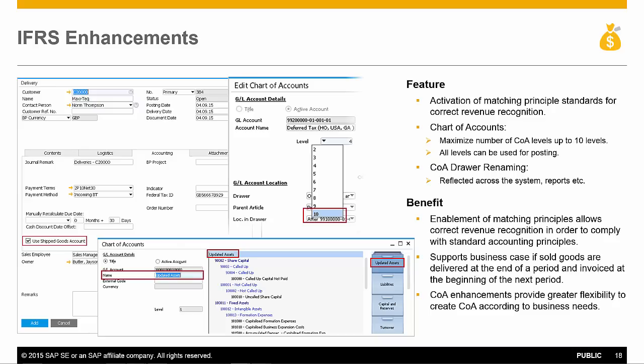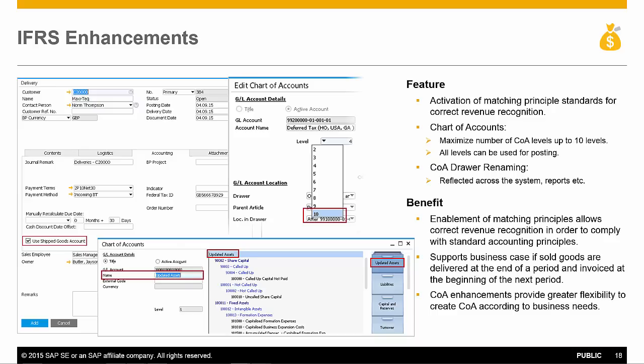There are also a number of IFRS enhancements that are implemented to support revenue recognition at point of sale, when the buyer takes over the ownership of goods. Revenue can be recognised if it is relatively certain that a company will receive payment for the goods sold. We've now activated matching principles standards for correct revenue recognition.